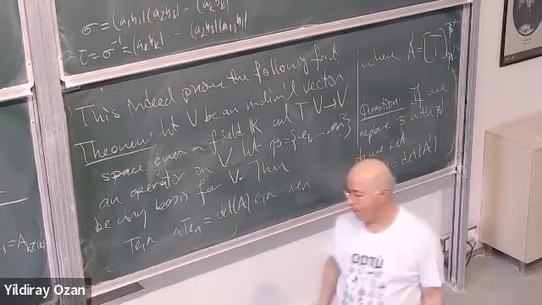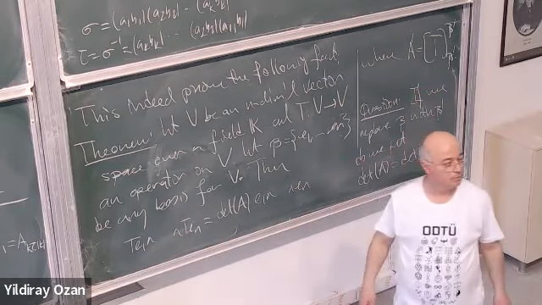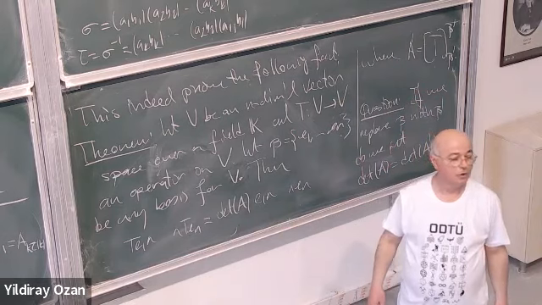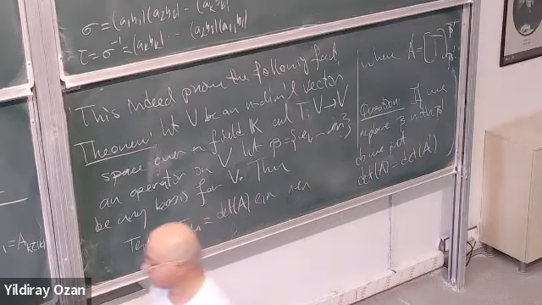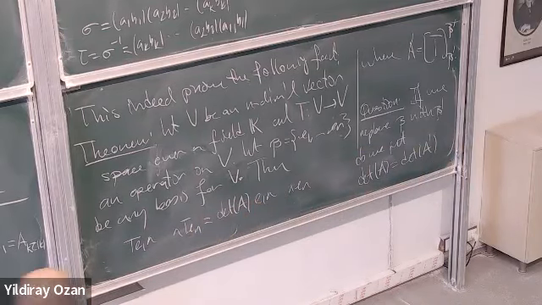And will we define the determinant for n times m matrices? No, it doesn't exist. Only for square ones.